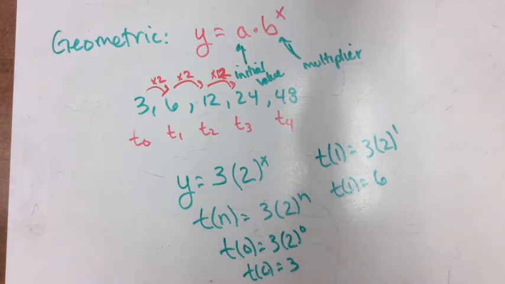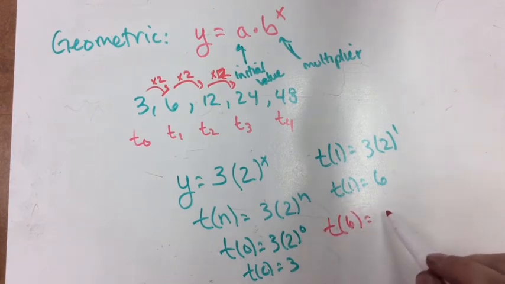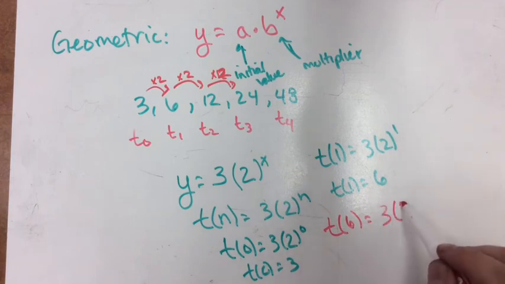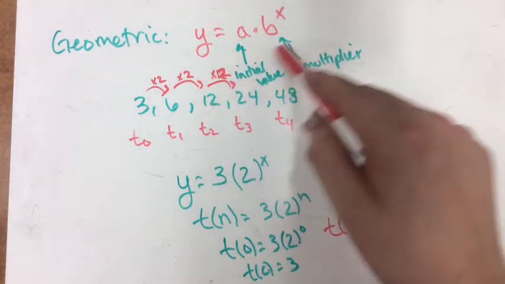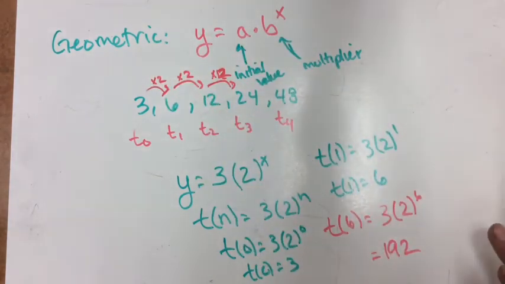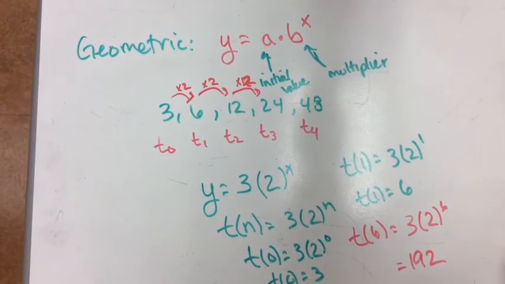Now we can use this to start to answer questions such as what is t of 6, which is just 3 times 2 to the 6th power. 2 to the 6 is 64. 64 times 3, 192. I just did that in my head, so let me pull out my calculator. All right, 192. All right, so this is what we're doing. We're trying to build either equations for a geometric sequence, or we're trying to build equations for an arithmetic sequence.